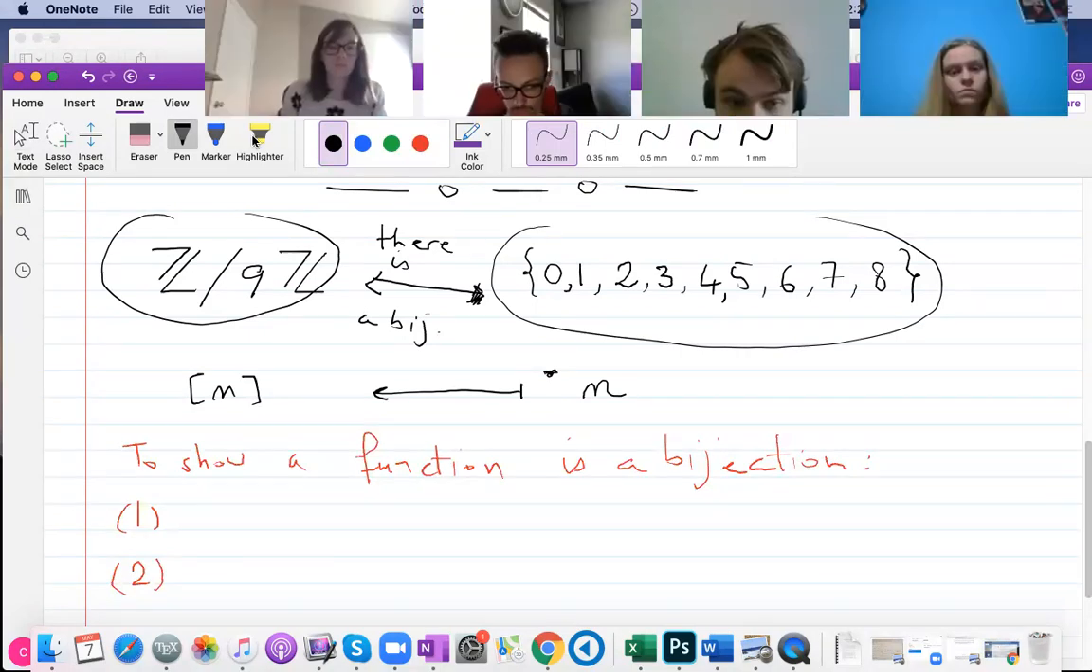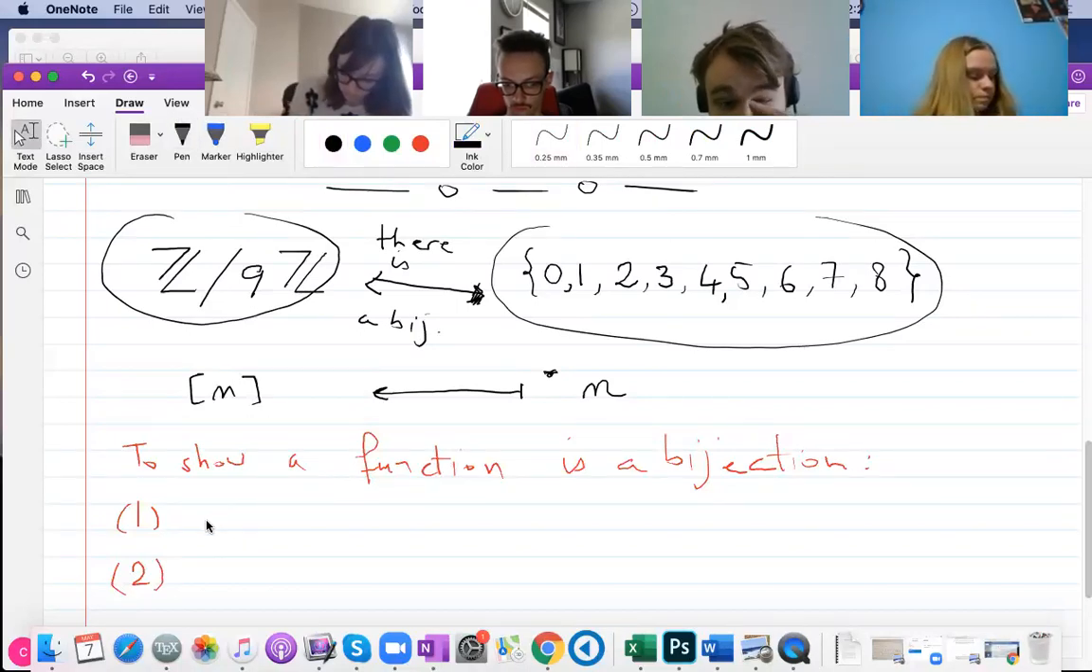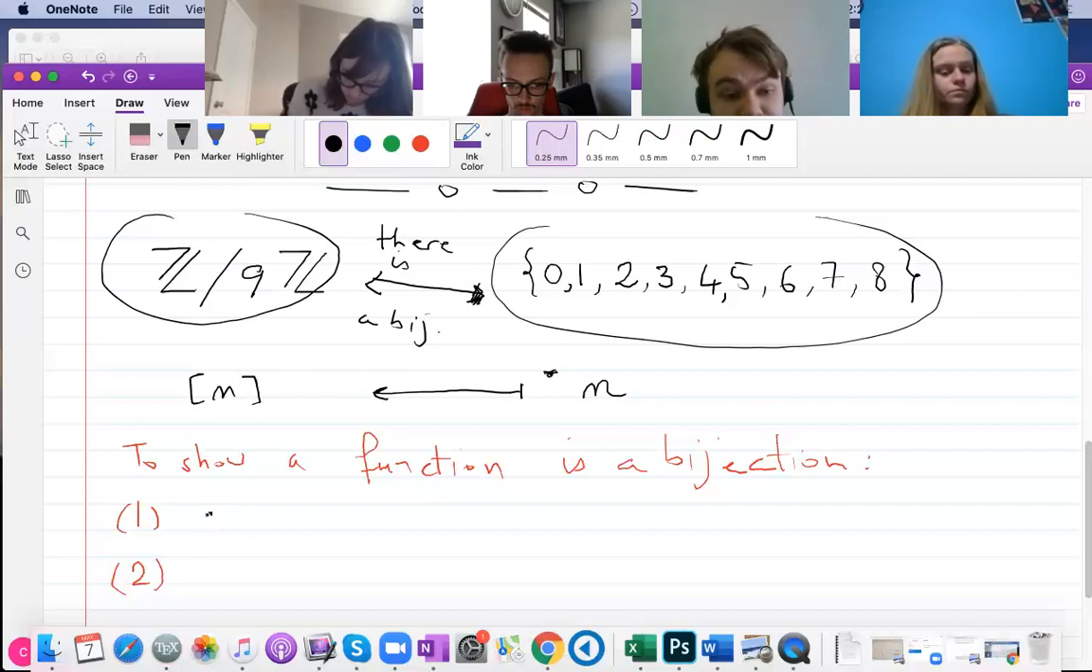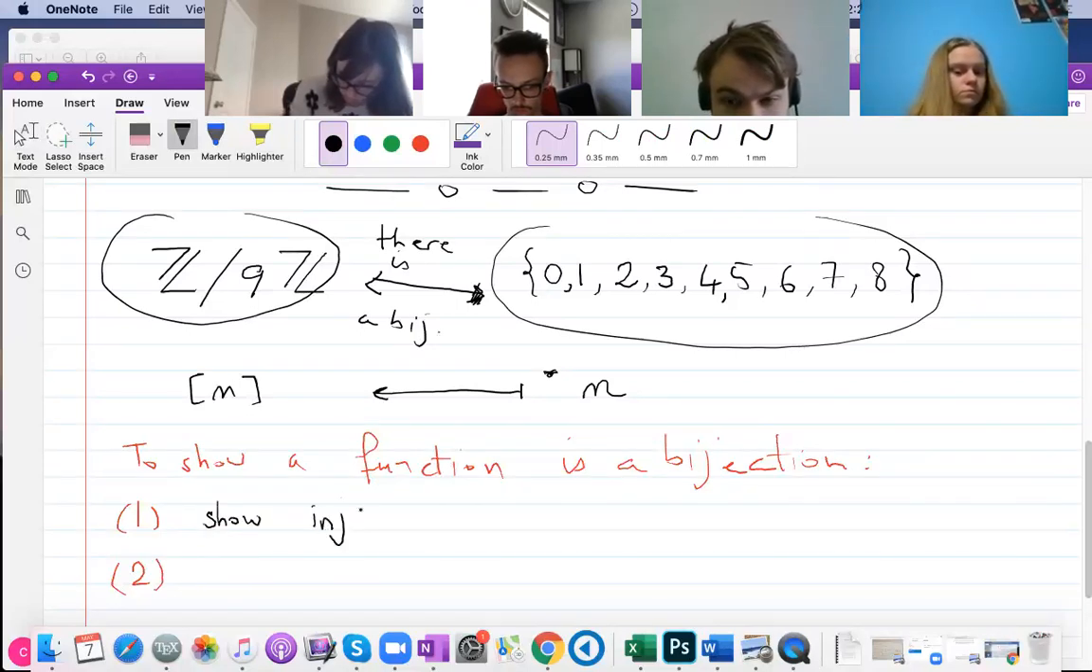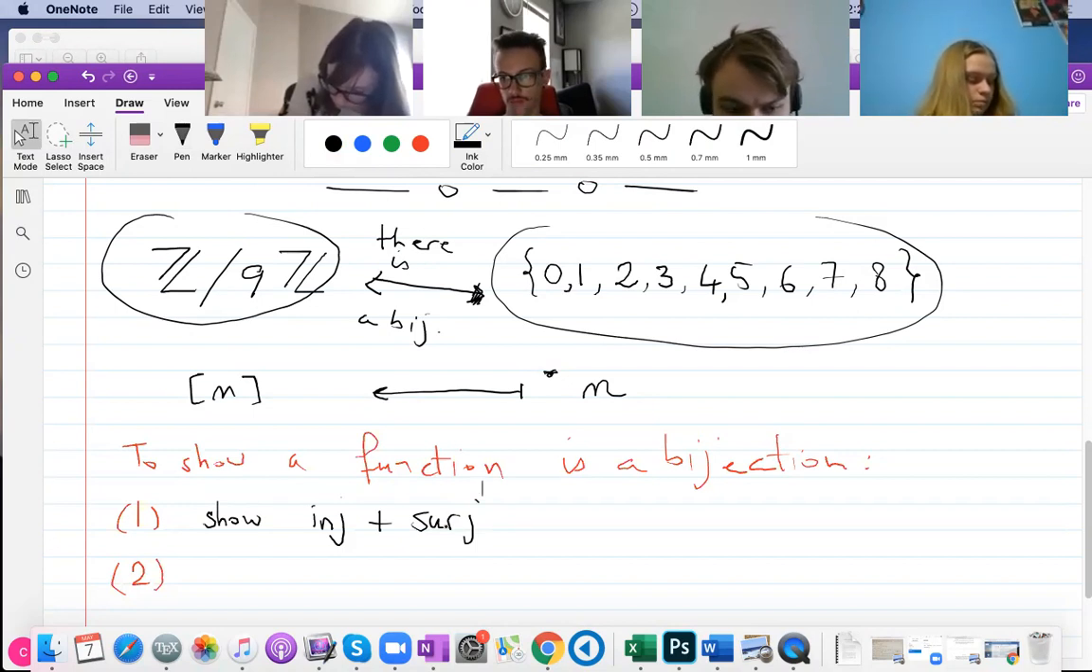You show that the function is both surjective and injective. One way is to take the definition that bijective means injective and surjective, right? One is to show it's injective and surjective, which means pick out the definition of being injective, being surjective, and show that those definitions apply in this situation.